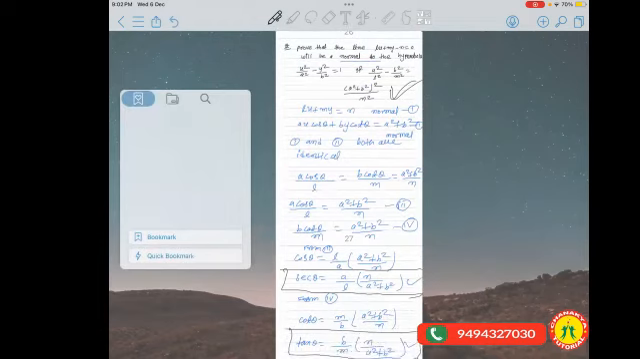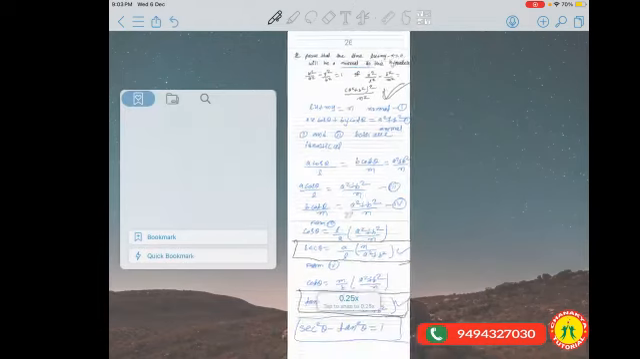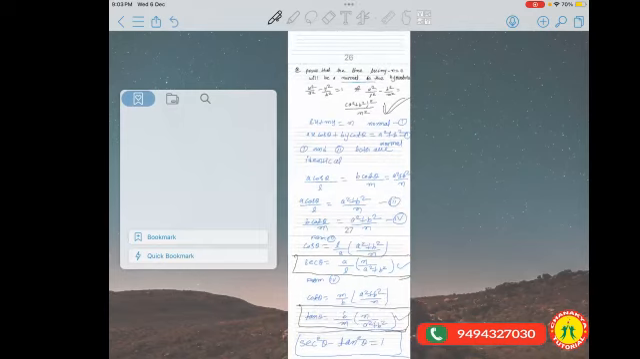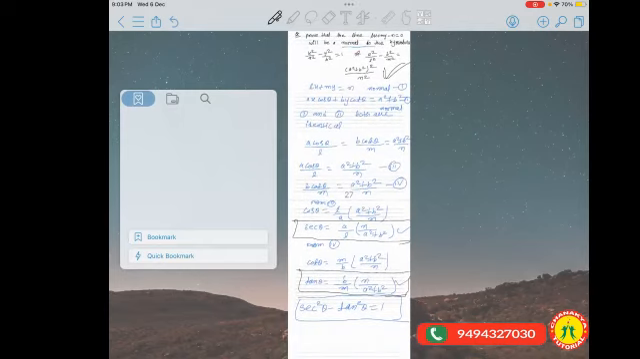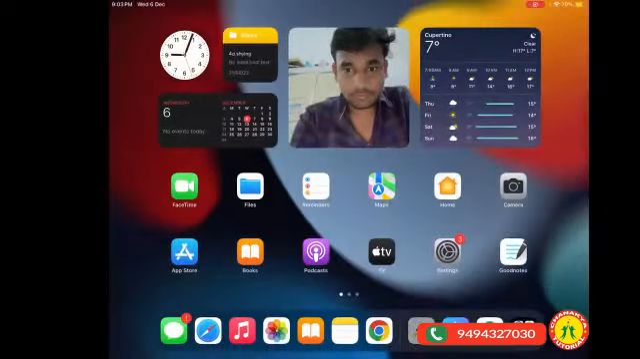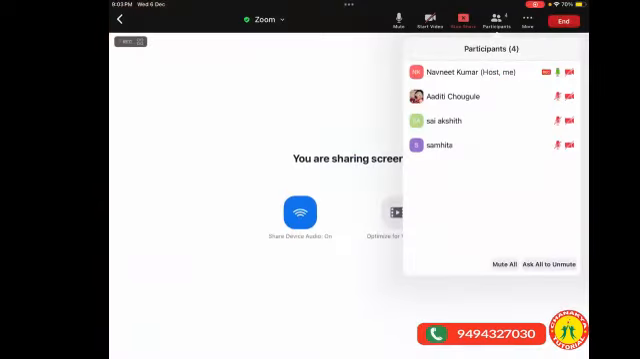I think clear. Concept is clear. Any doubt? Any doubt? Tanishq, doubt है? Tanishq clear. Samita? Any doubt? No doubt, sir.